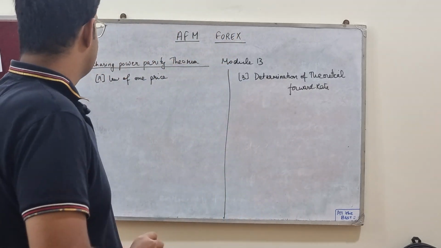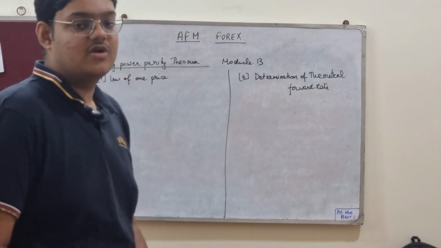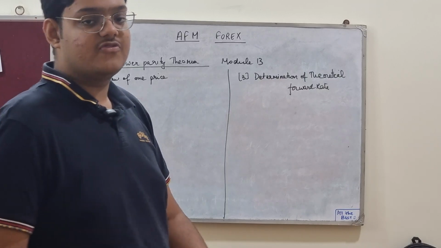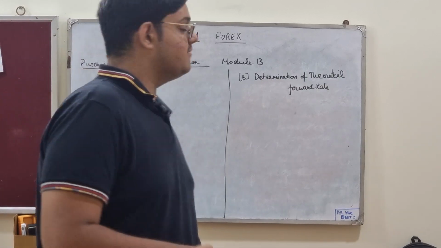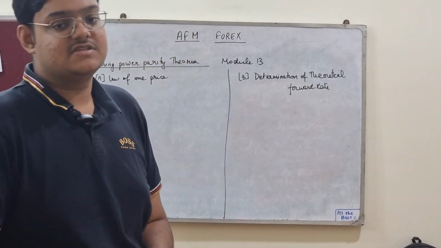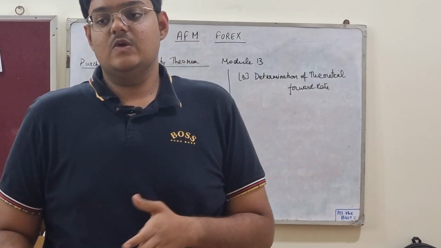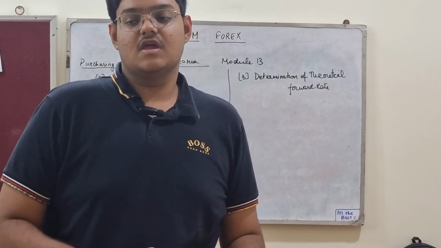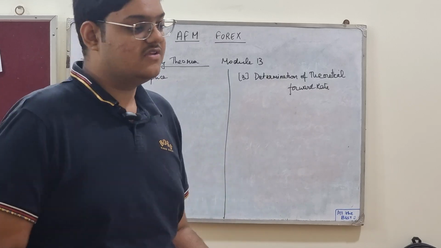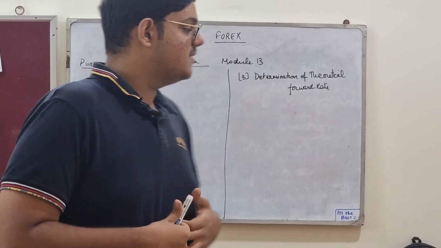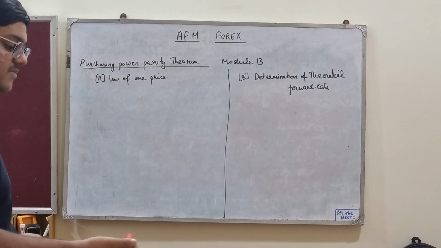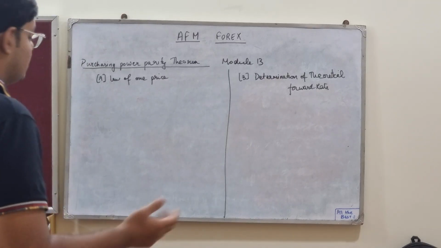But here it is a bit different. It is more into the theoretical side of the theorem. In practical life, purchasing power parity just means what would be the equivalent income in different countries. Basically, that's what I have learned. But here it's a little different. Law of one price. So let's get into it.